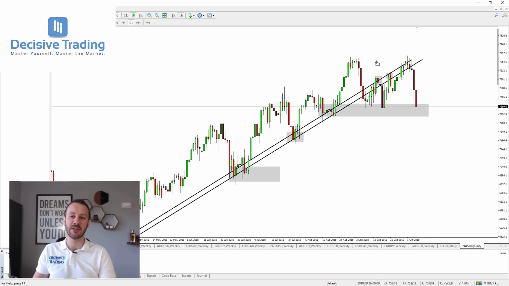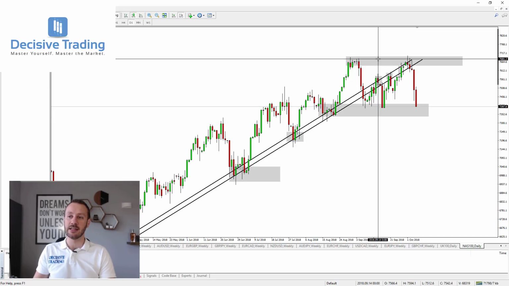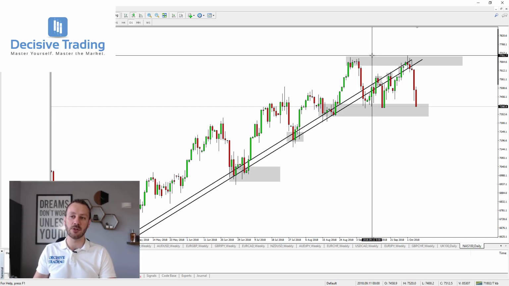Do we have significant support and resistance up here? We have the all-time highs. Yeah, a fairly solid level to watch. We also had the 7,700 round number, which is sitting just here. Again, a significant potential level of resistance. And that's looking at round numbers, something totally different.